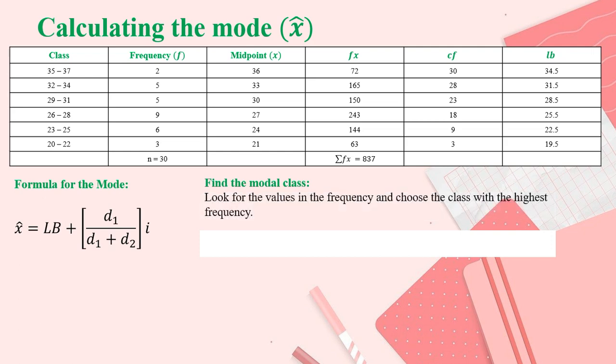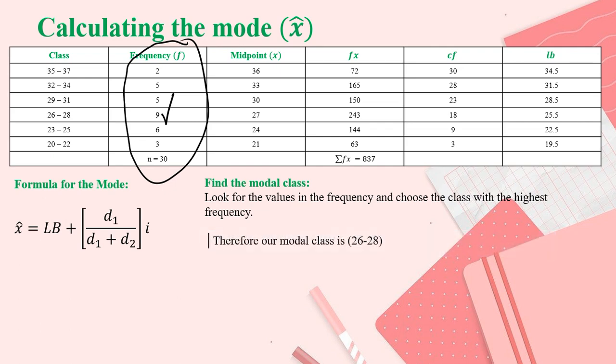All you have to do is to look for the values in the frequency. O, dito lang daw kayo titingin. And choose the class with the highest. May pinakamataas daw po na frequency. Ano may pinakamataas dyan? Ayan. So we have our modal class is 26 to 28 class. Ayan, which is our 4th class.